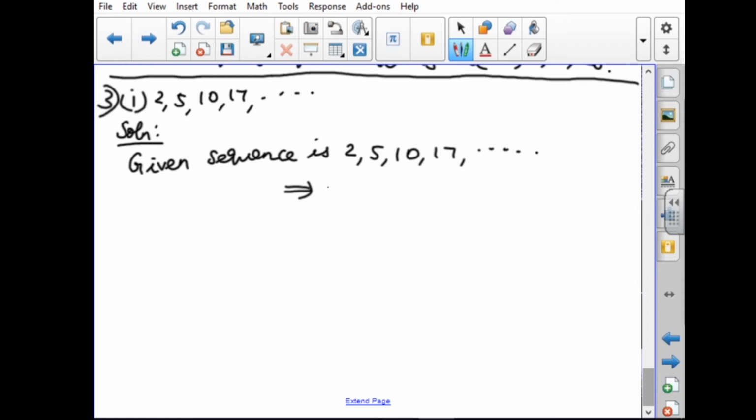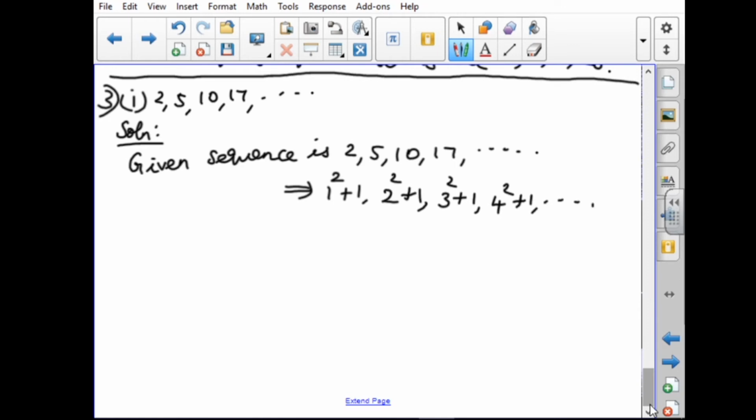They have squared the natural numbers and added 1. So, 1 square plus 1 is the first term. The second term: the second natural number is 2. So, 2 square plus 1. The next number is 3. 3 square plus 1. Next one 4. 4 square plus 1. Like that.